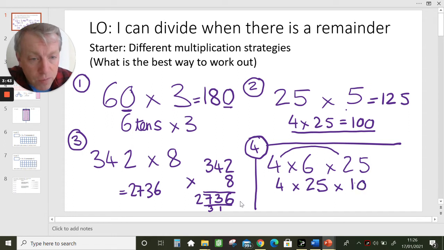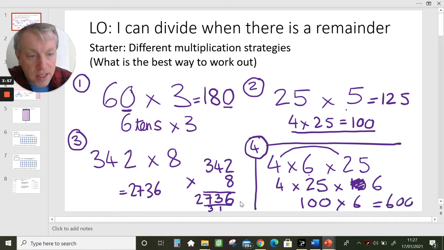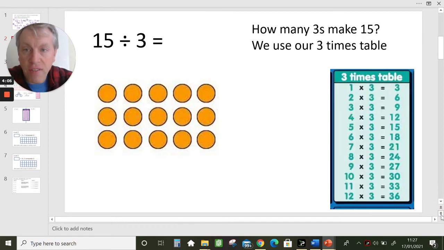Oh, sorry, not concentrating properly. So I'm going to put 4 times 25 is 100. I've still got to multiply the 6. 100 times 6 is 600. Okay, good. Right, so let's have a look at our dividing with a remainder.